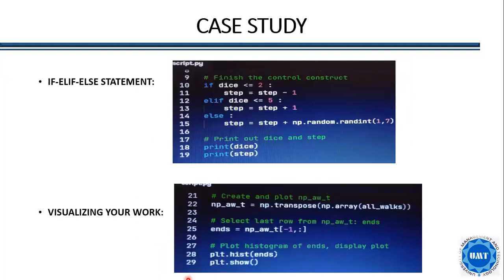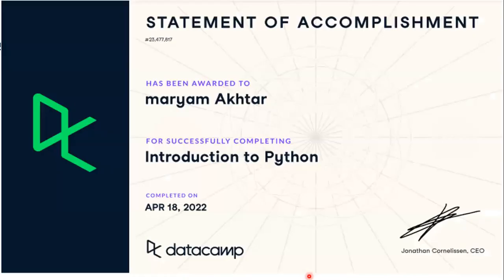Now we are going to study case studies, the if else statement, and then visualizing your work. Finish the control construct, if dice, and then condition step. If else, and else that ends or terminates the case study statement, and then we will print out the dice and the step. And then we can visualize it.